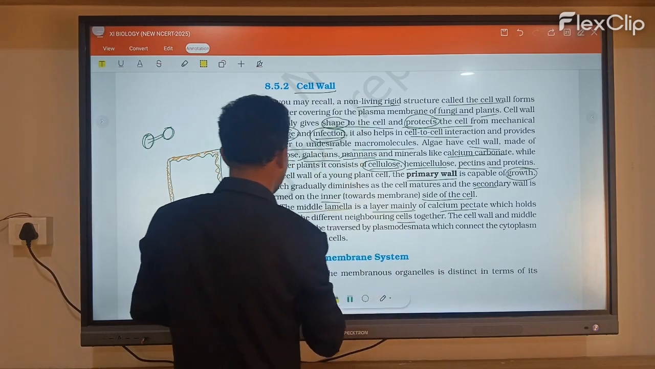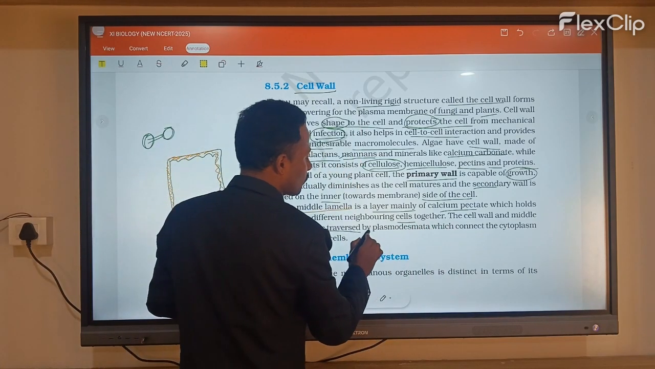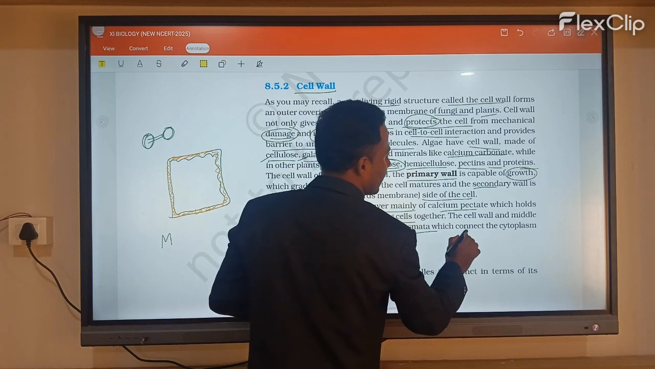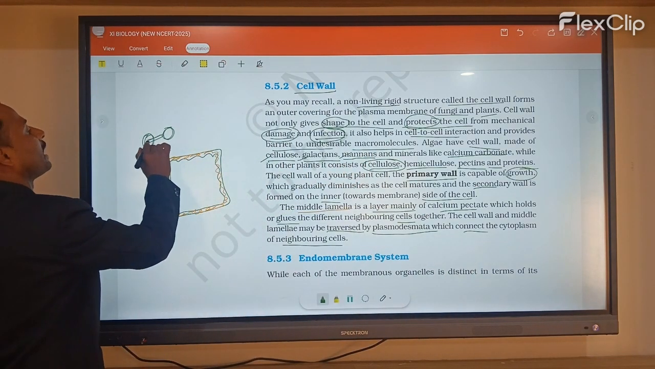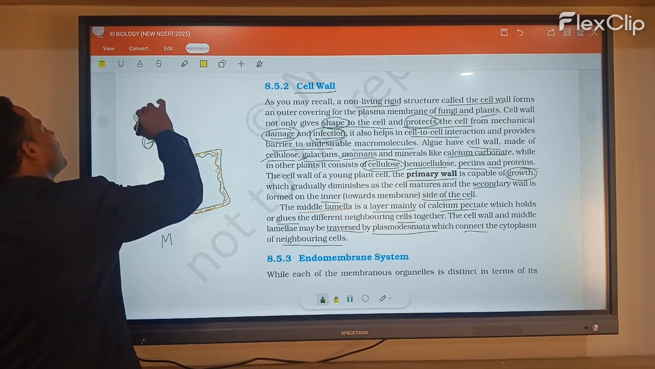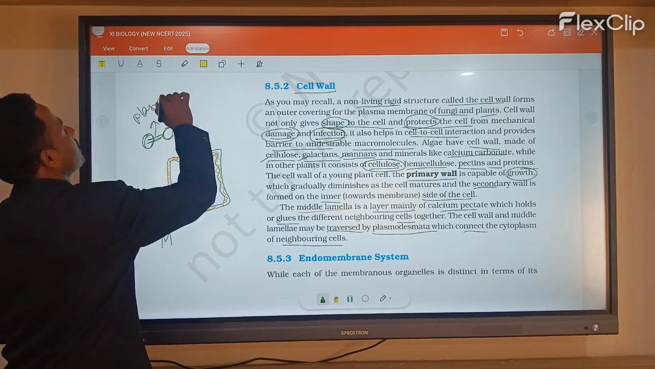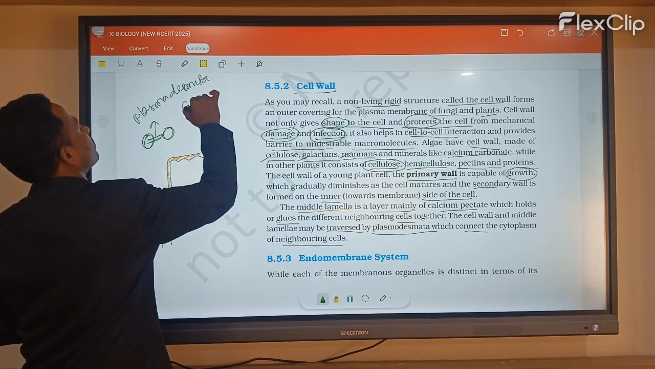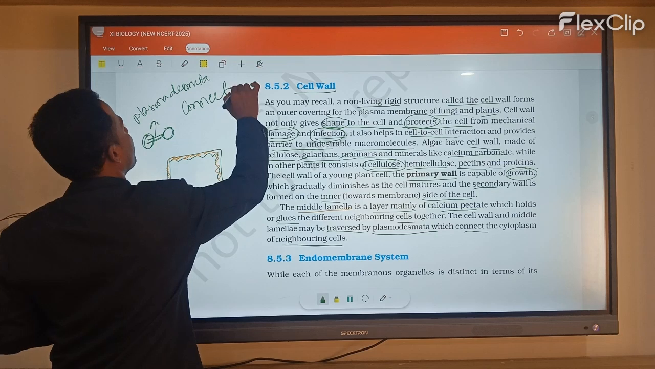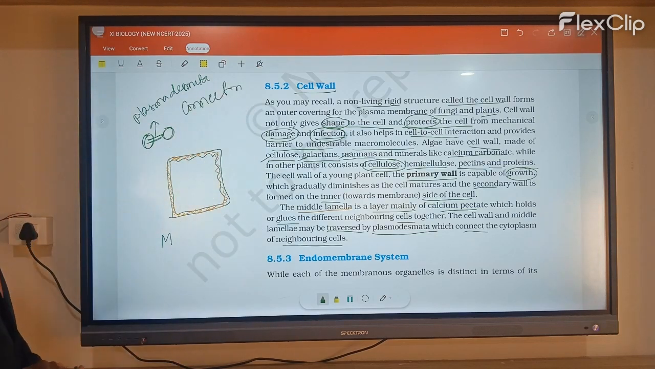The cell wall and middle lamella may be traversed by plasmodesmata, which connect the cytoplasm of neighboring cells. So how do the cells connect? With the help of plasmodesmata connections. Plasmodesmata connections are also present here.